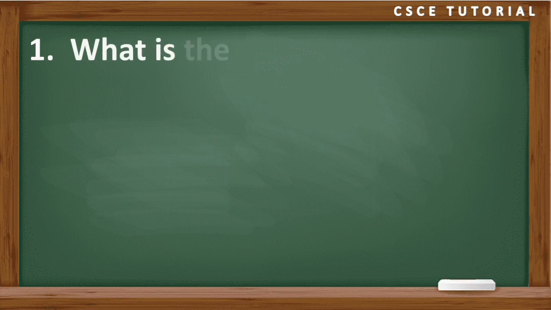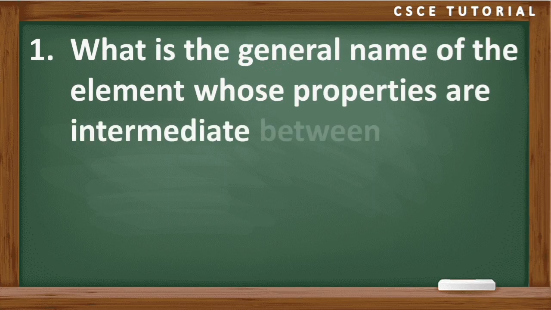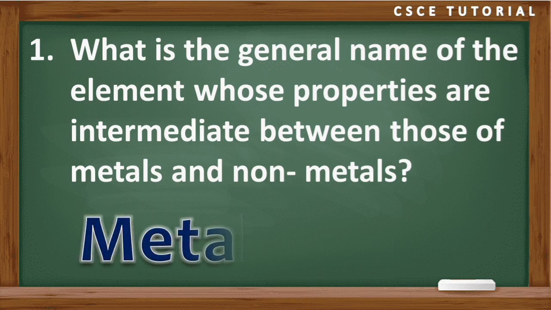First question is, what is the general name of the element whose properties are intermediate between those of metals and non-metals? Its answer is metalloids.